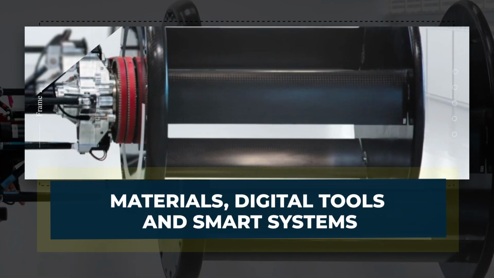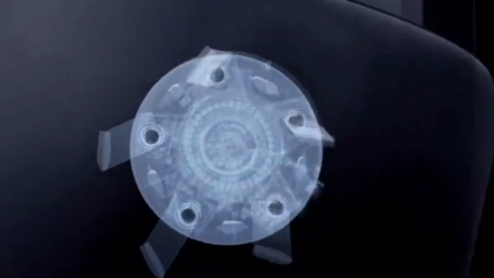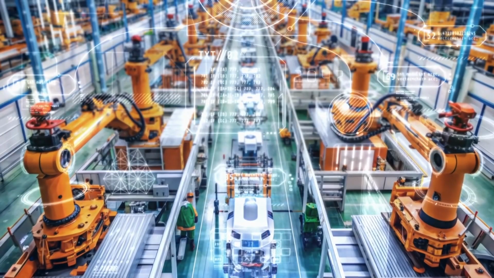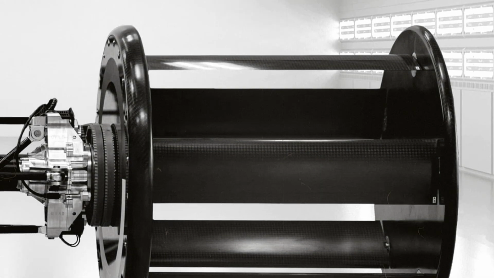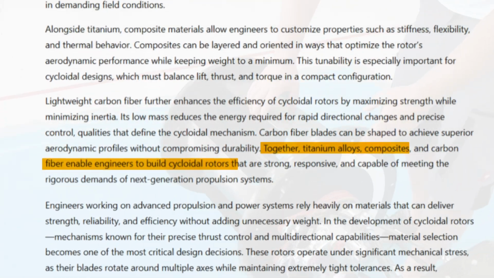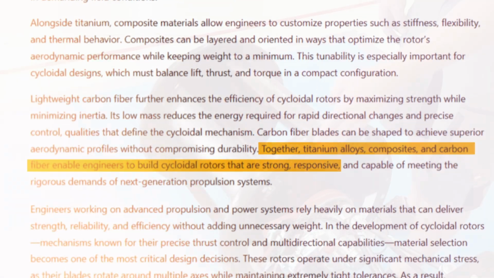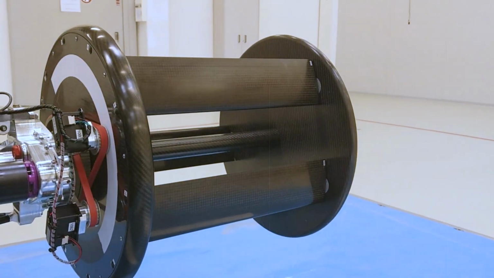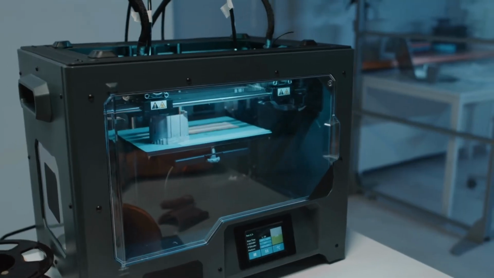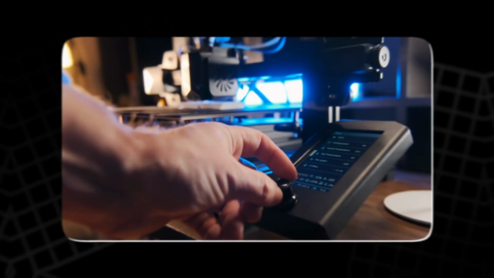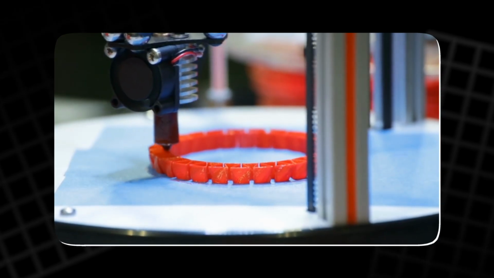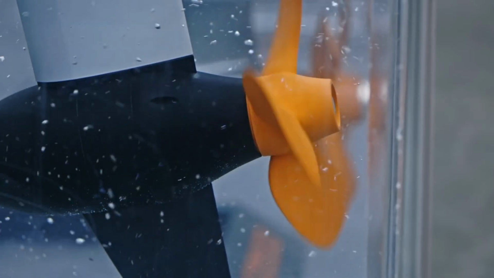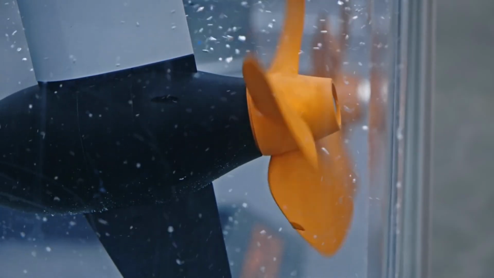Materials, digital tools, and smart systems. The evolution of cycloidal technology has been powered by new materials, advanced simulations, and digital manufacturing. Early rotors were made with heavy metals and simple mechanisms. Today, engineers use titanium alloys, composites, and lightweight carbon fiber. These materials are more durable and reduce weight dramatically. Additive manufacturing, especially 3D printing, allows engineers to create complex internal shapes and customized geometries that were once impossible. These improvements not only increase performance, but also reduce cost and production time.